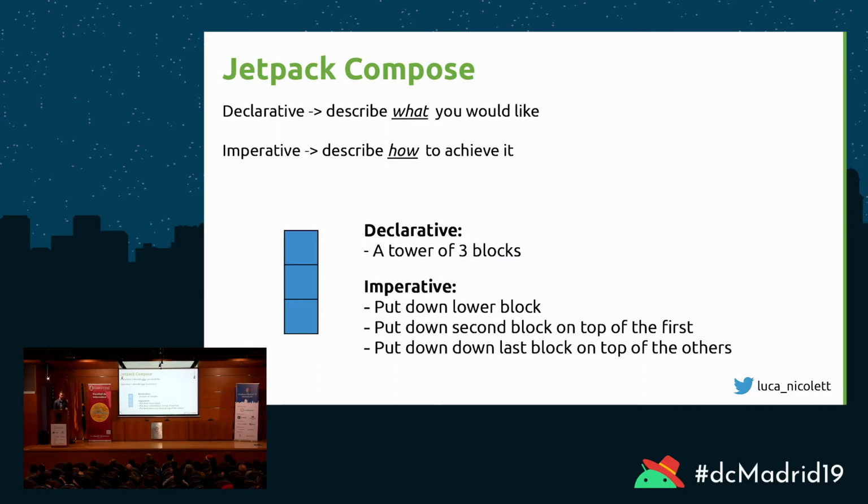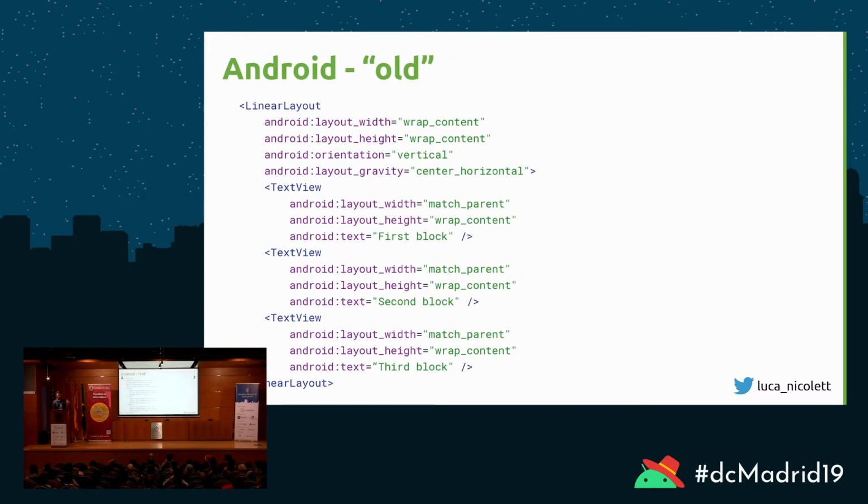I'd like to go with an easier example. So for example, if you want to have a tower of 3 blocks with a declarative UI pattern, you describe what you would like. So you would say a tower of 3 blocks. With an imperative one, instead, you have to specify how to achieve it. So you have to put down the first block, the second block on top of it, and then the third one.